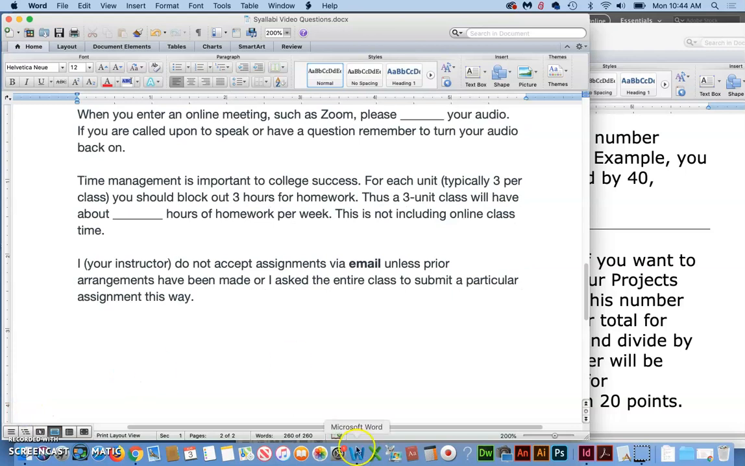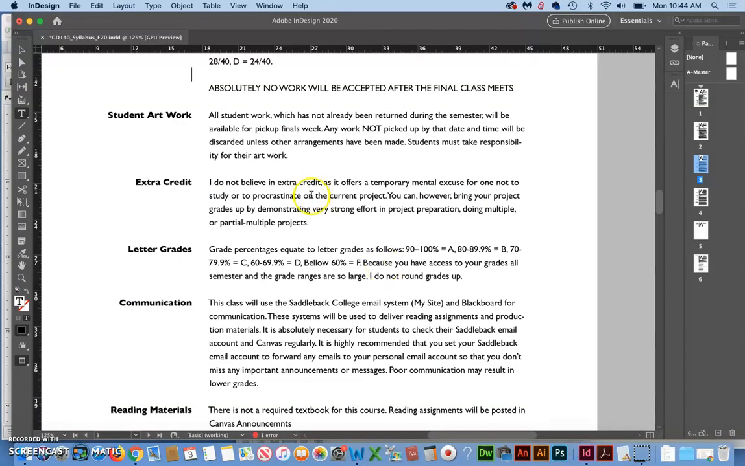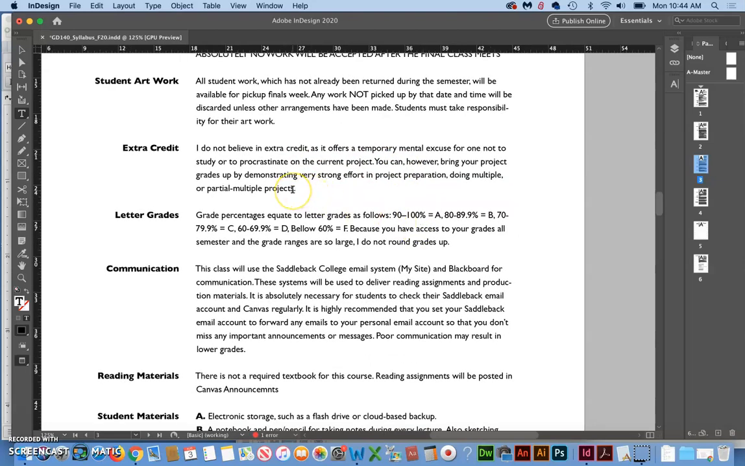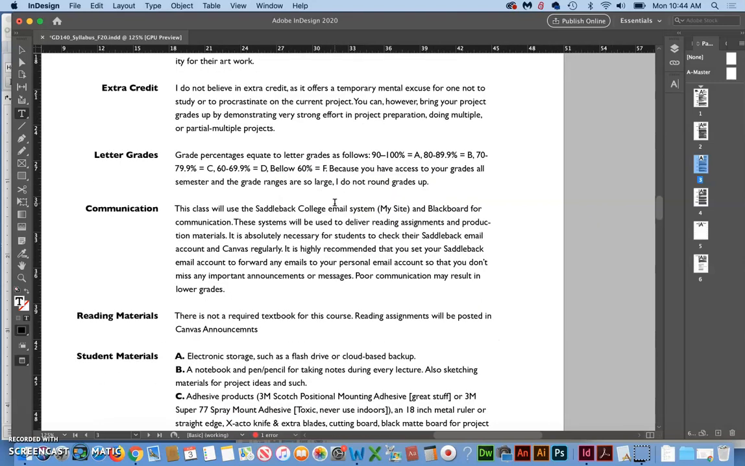All right, and I kind of hinted at this already, but I do not believe in extra credit. I just think it gives people an excuse to procrastinate. But you can use the preparations part of your grade to bring your grade up as previously explained. This is for community colleges here, the grade breakdown. If you're at Cal State Fullerton, just make sure you're looking at your particular syllabus for the grade breakdown.